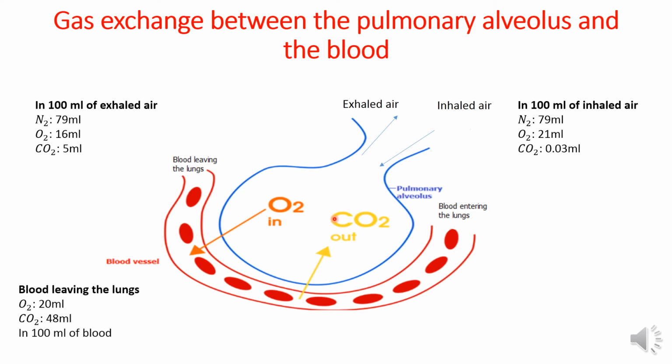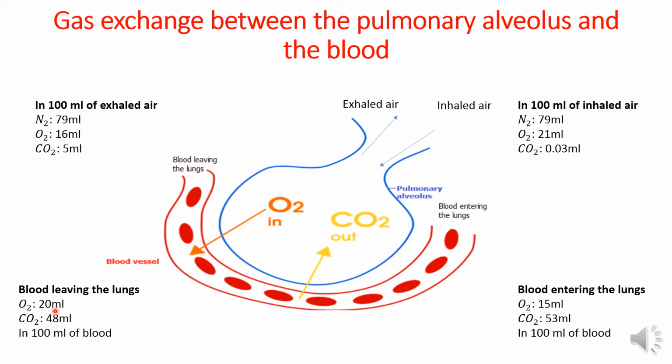Now, in order to make a comparison between blood entering the lungs and blood leaving the lungs: 100 milliliter of blood entering the lungs contains 15 milliliter of oxygen gas and 53 milliliter of carbon dioxide gas. The blood leaving the lungs contains 20 milliliter of oxygen gas and 48 milliliter of carbon dioxide gas.